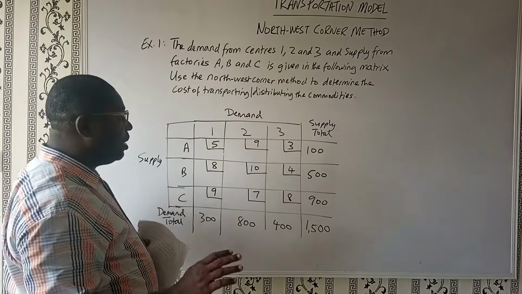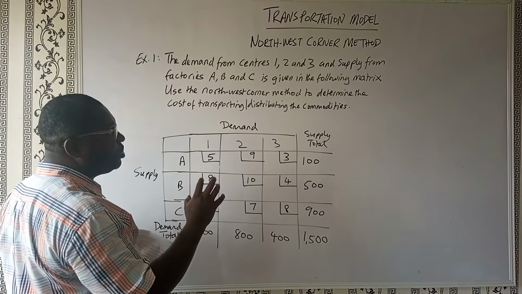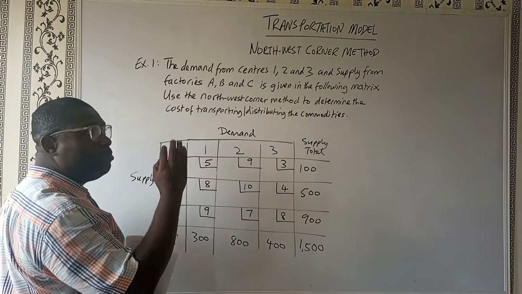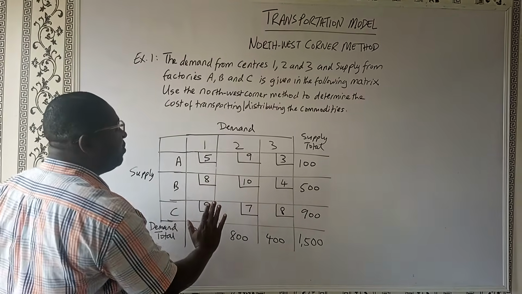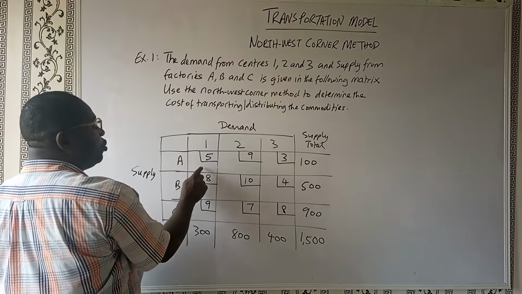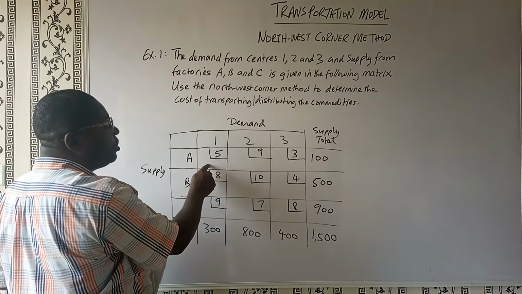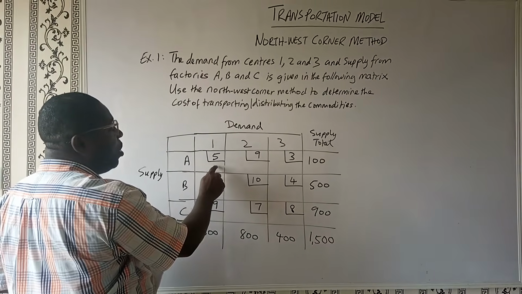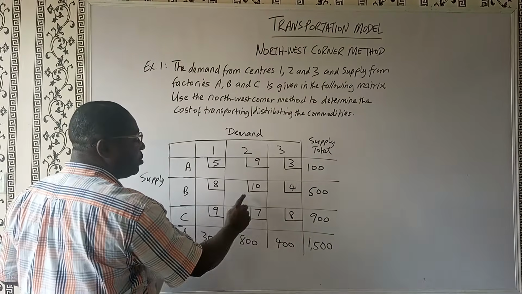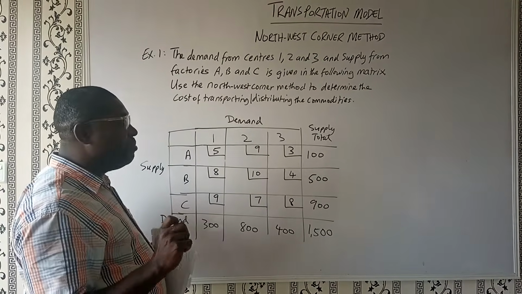Now, the northwest corner method means that for us to start distributing these volumes, we need to start from the top leftmost corner. This is the north, and this is the west. We have the north and the west. So we start from this corner, and after we've exhausted all the supplies in this box and this row, we move to the next row. That's the way the northwest corner method works.